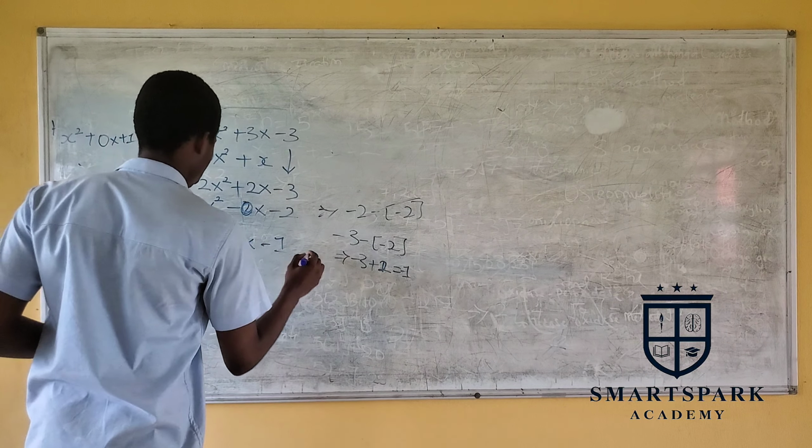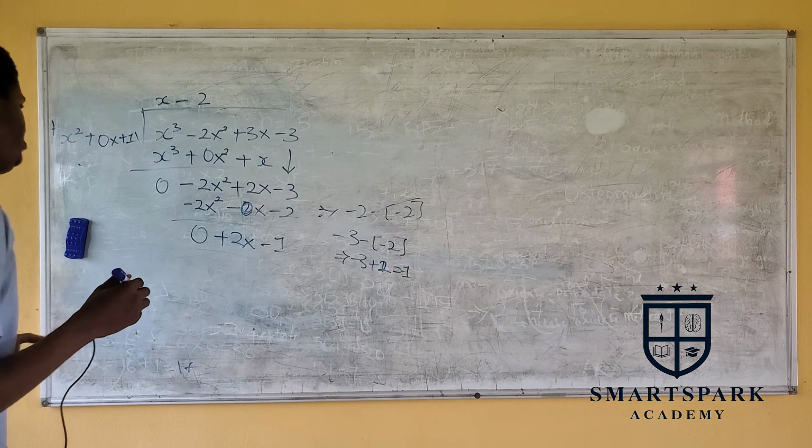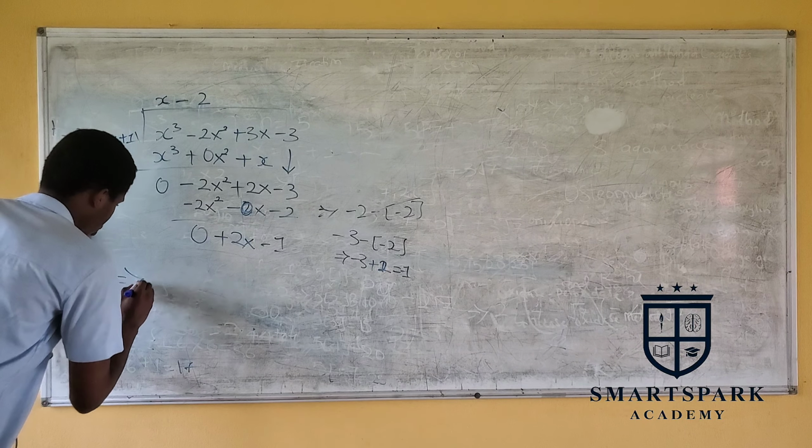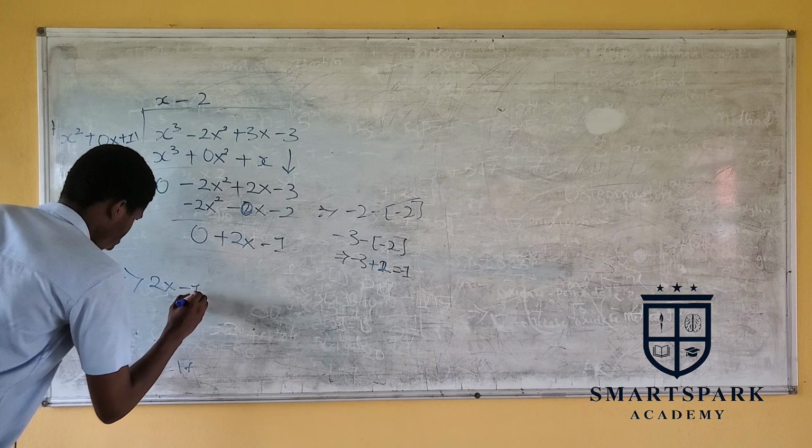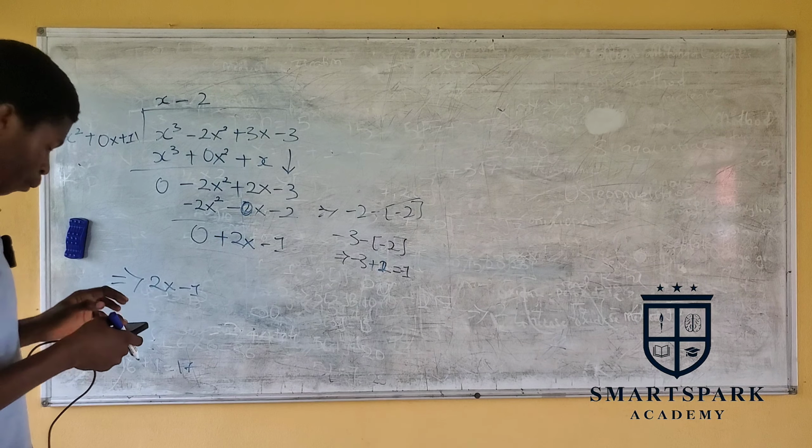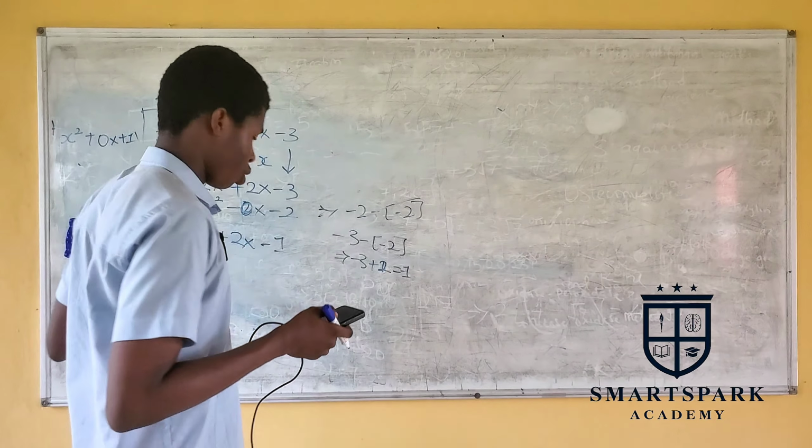So this is it. The question says we should find the remainder, so our remainder from this equation is 2x minus 1. So we are going to look at the next question.